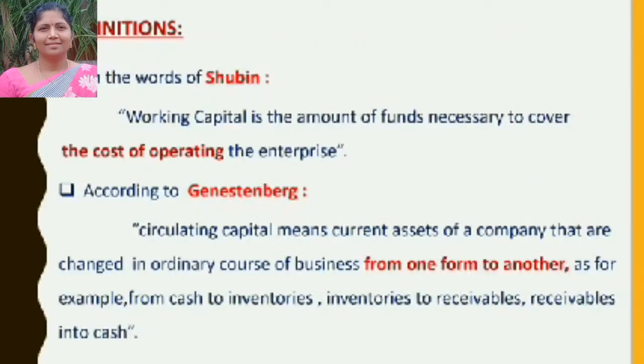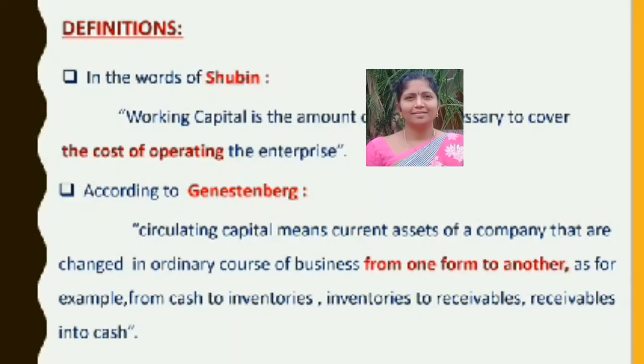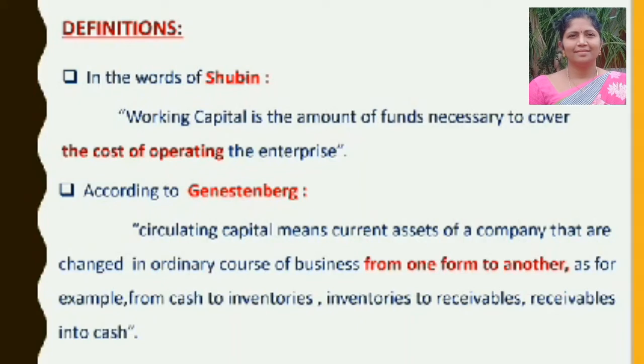Coming to the definitions, in the words of Shubin, working capital is the amount of funds necessary to cover the cost of operating the enterprise. According to Genstenberg, circulating capital means current assets of a company that are changed in the ordinary course of business from one form to another, as for example from cash to inventories. By inventories we mean raw materials, work in progress, stores and spares and finished goods. Then inventories to receivables and receivables into cash.